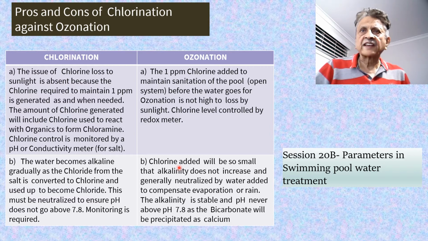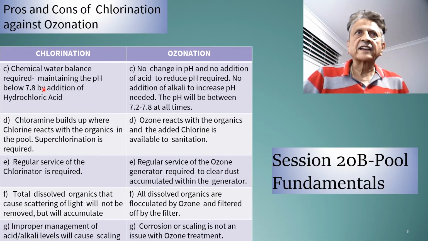Because no matter how much ozone you add into the water, the pH will never exceed 7.8. The question of pH disturbance will not arise. As I explained before in the previous slide, the chemical water balance is necessary with saltwater chlorination.